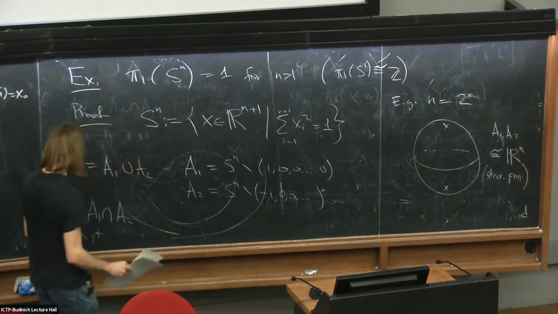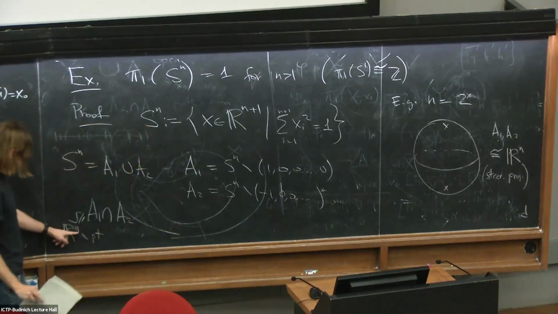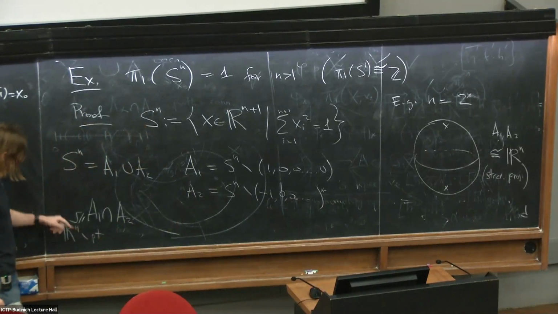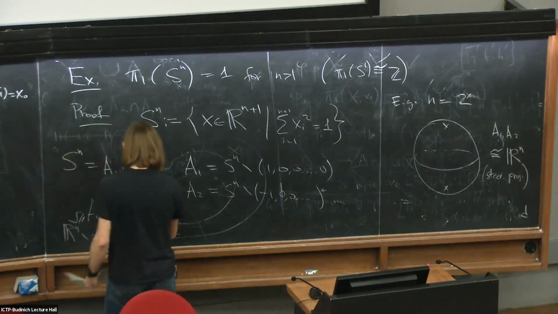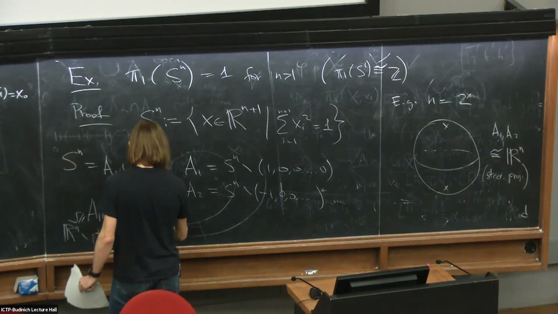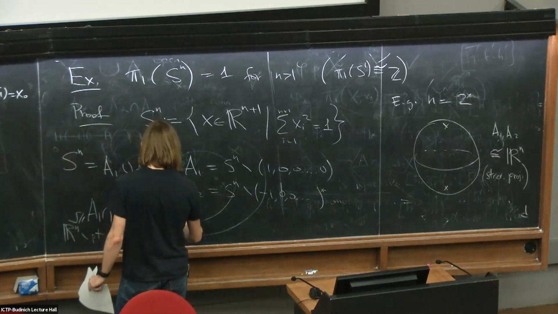It's connected when n is greater than 1. It's important here that n is greater than 1, because if n is 1, this is not connected, and we couldn't use the statement of the lemma. So this is path connected.